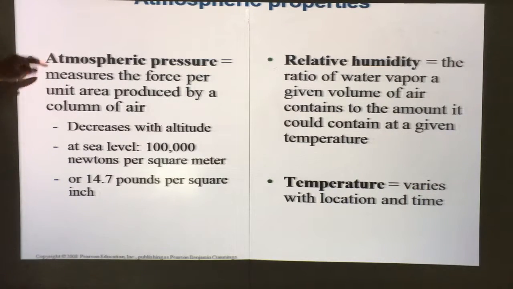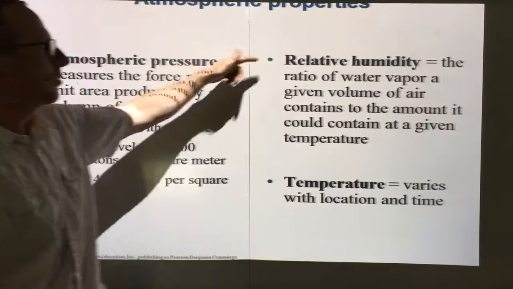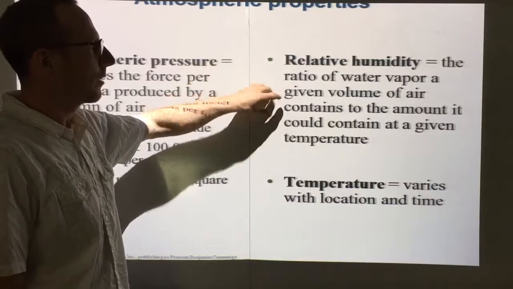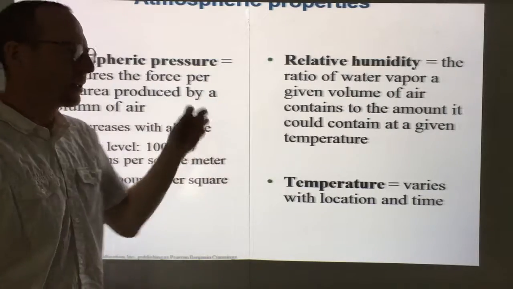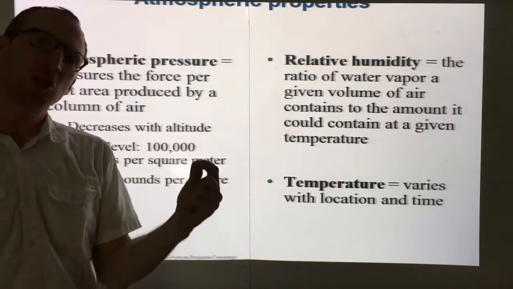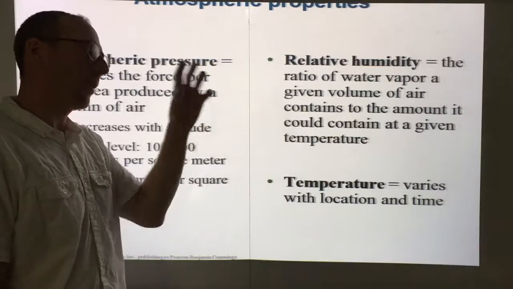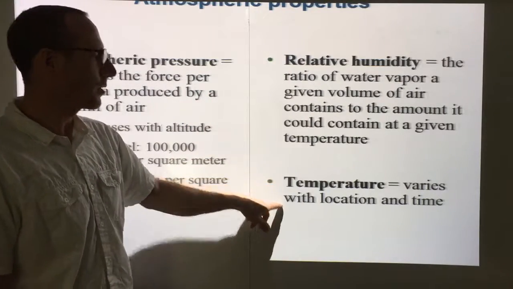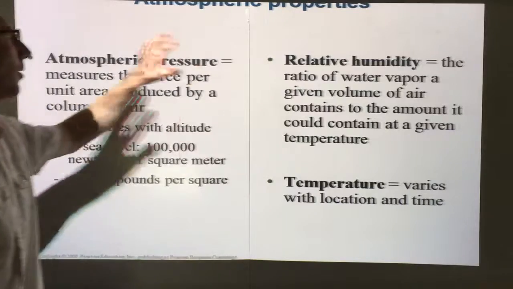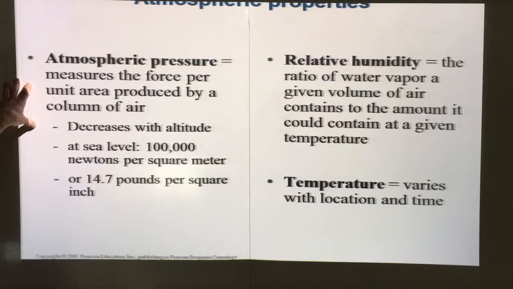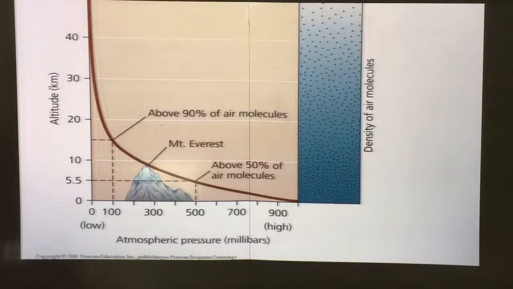Atmospheric pressure is the measure of force per unit area produced by a column of air, so the weight, how much does it weigh? Relative humidity is the water vapor that a given volume of air can contain. So that depends on the temperature and depends on how much water the air can hold, okay? Temperature varies with location and time.